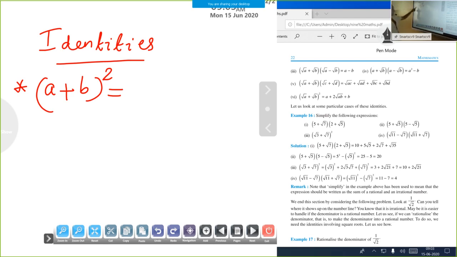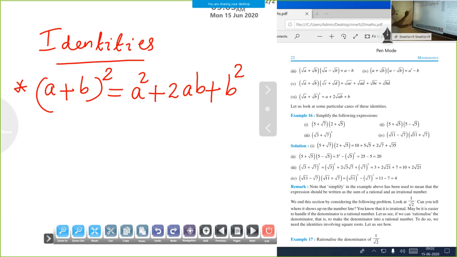So our first identity is a plus b the whole square. What is the answer? This is the first number, a is the first number and b is the second number. Our answer is first number square, a square. Here the sign is plus, so all the terms have a plus sign. Plus 2ab, 2 into first number into second number, plus second number square. This is the answer. A plus b the whole square equals a square plus 2ab plus b square.